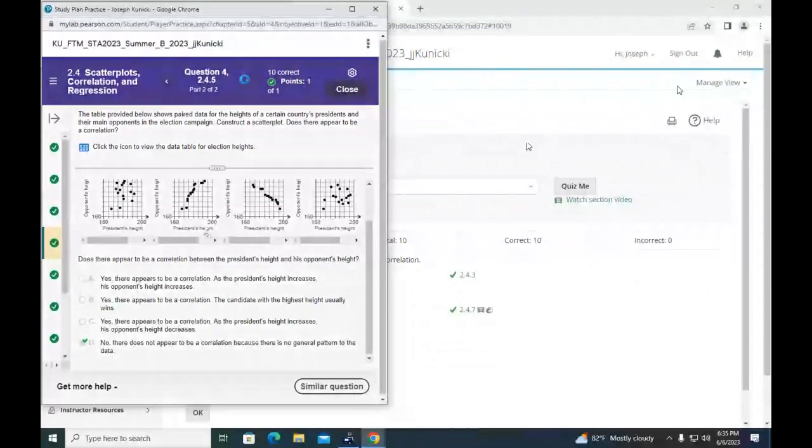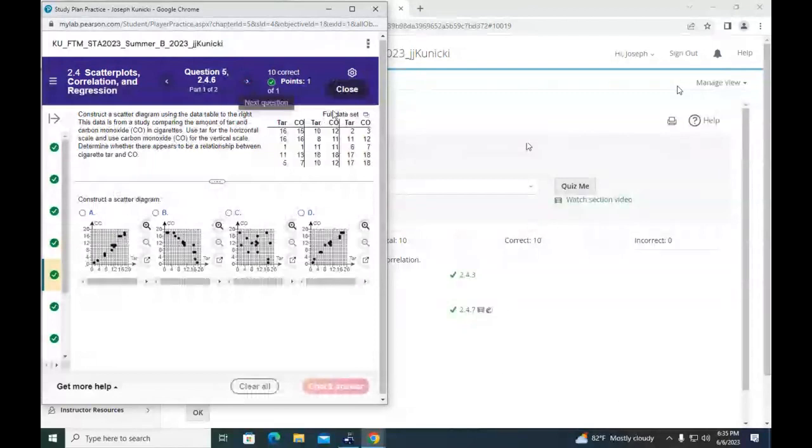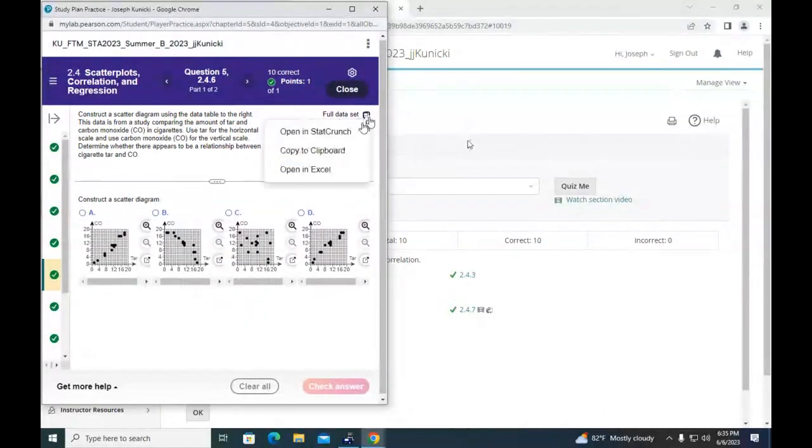Let's do number six. Is this all for Friday homework? Yeah. So now, once again, what we want to do is open this up in StatCrunch.